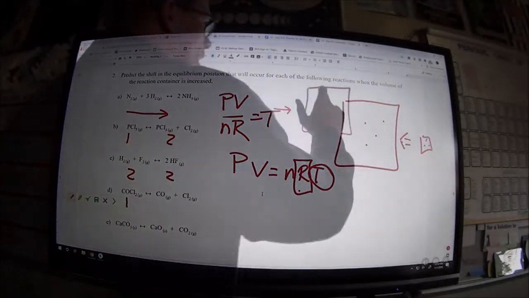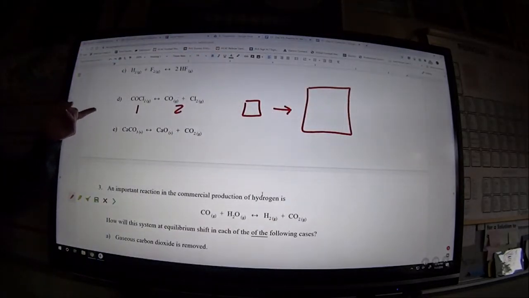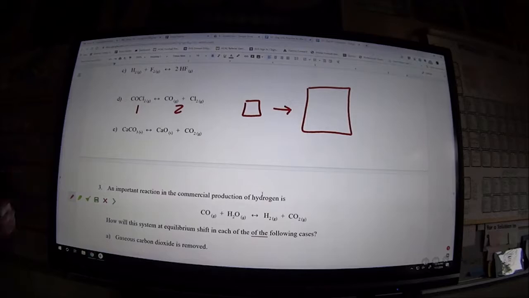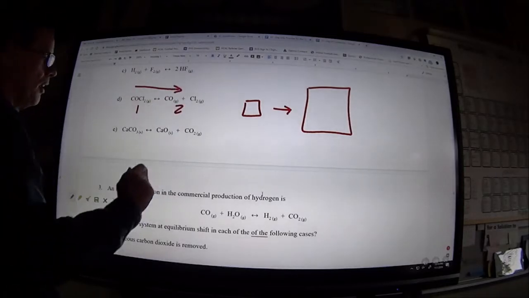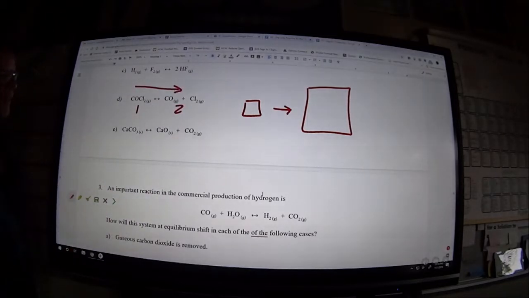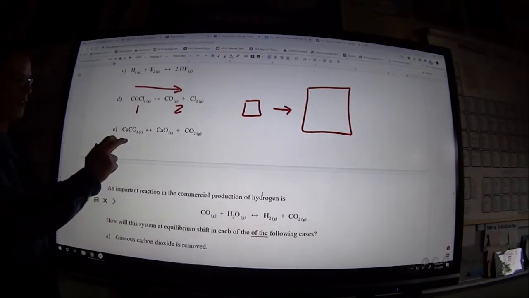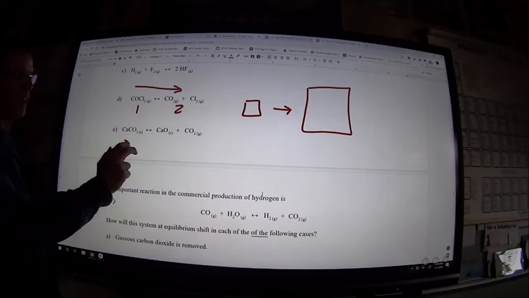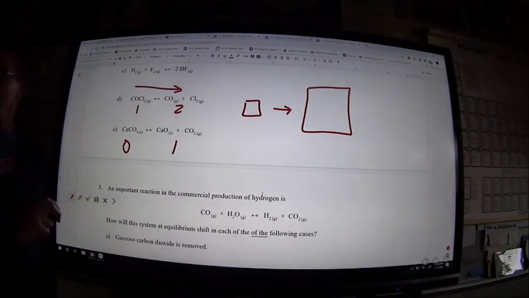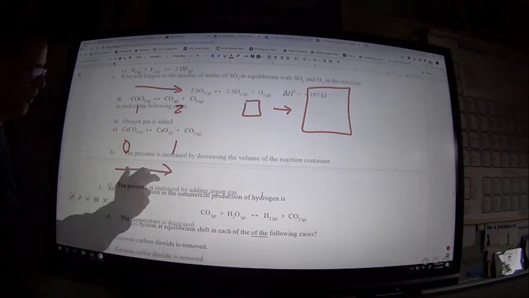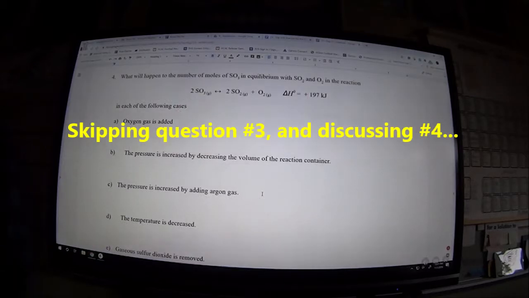All right, looking at D, which way will the reaction shift? To the right, to form more particles. What about E? Right. Wait, is there a solid? There's a solid. So how many particles on the left? How many on the right? Will this shift? Yes, to the right. Number of moles of SO3, which happens to be what, a reactant or product? A reactant, very good.